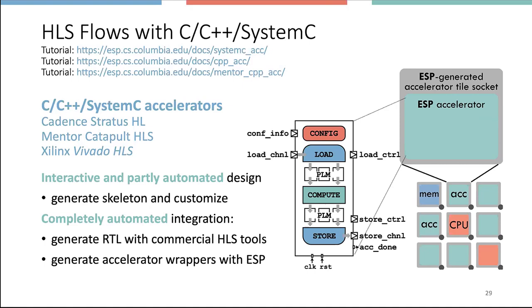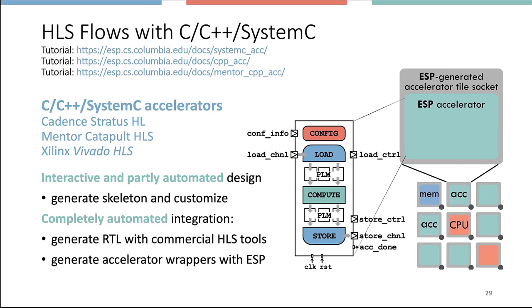The generation of this skeleton is interactive. There's a little script, which I'm going to show you in a second, that asks you very simple questions about your accelerator to generate a customized version of this skeleton. And then once you have it, the flow is completely automated to integrate it into the system, generate the RTL, generate the proxies and the sockets, and then generate the full system instance.